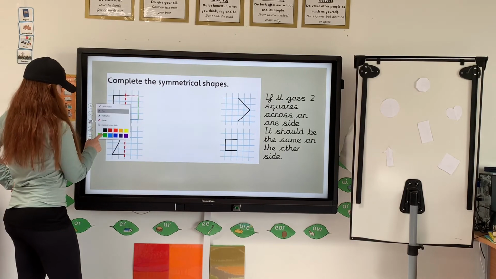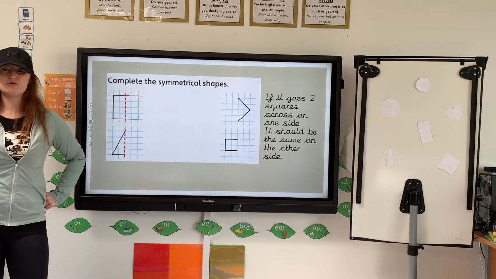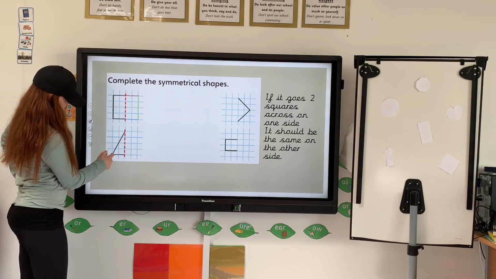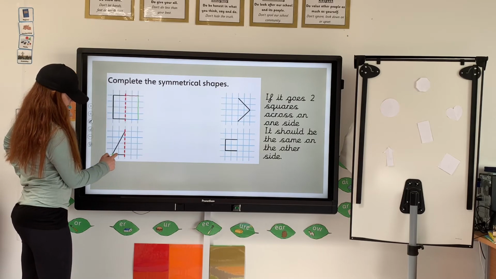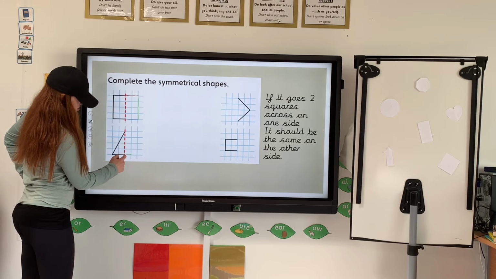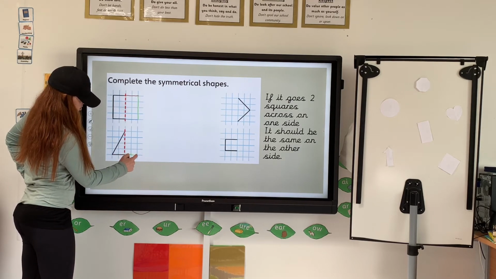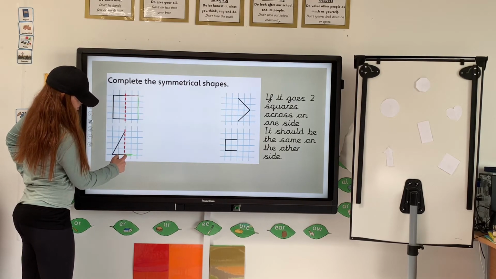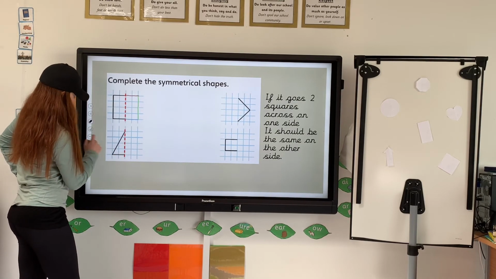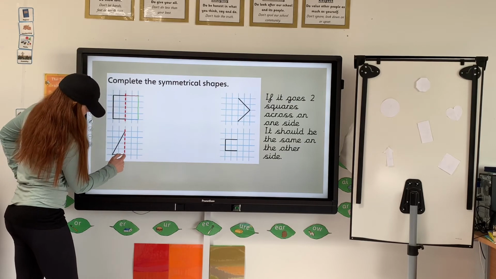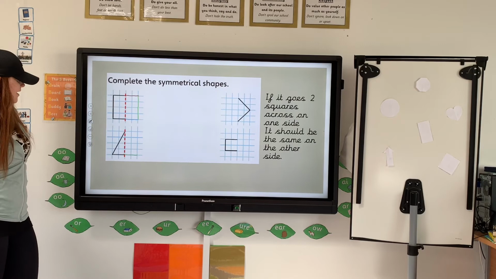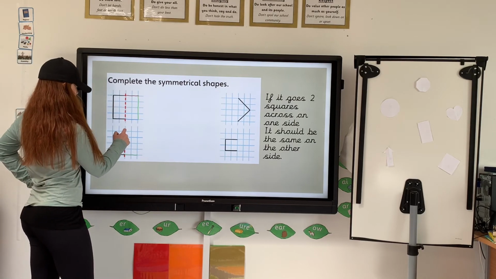Let's try another one. So when it comes to diagonal lines is where it gets a little bit harder. So if we start from this one from the bottom, we start from the outside point and we count 1, 2. I know this one has to go 1, 2. Try and get it as straight as possible. Because of this board, it won't let me go exactly straight. There we go.